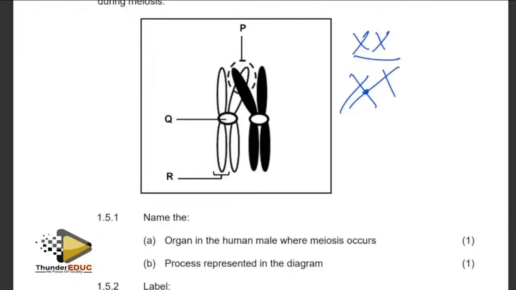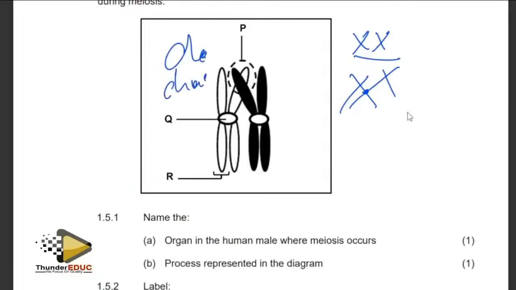All right. Now, what is this P? We have talked about this. Some people call this the centromere. That is not a centromere. A centromere is Q. Please don't confuse centromere and chiasma.